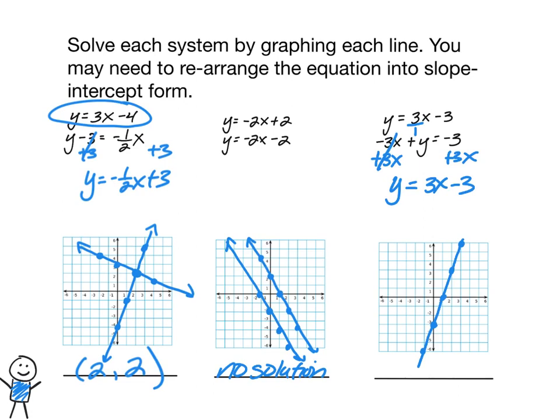Now if you notice this one, the y-intercept is -3. Let me change the color. It's -3, and it's also up 3 over 1, up 3 over 1. So this line and the first line, they land on top of each other. What that means is this particular system has infinitely many solutions. That means they have every single point, every single x and y, in common. They wind up being the exact same line.